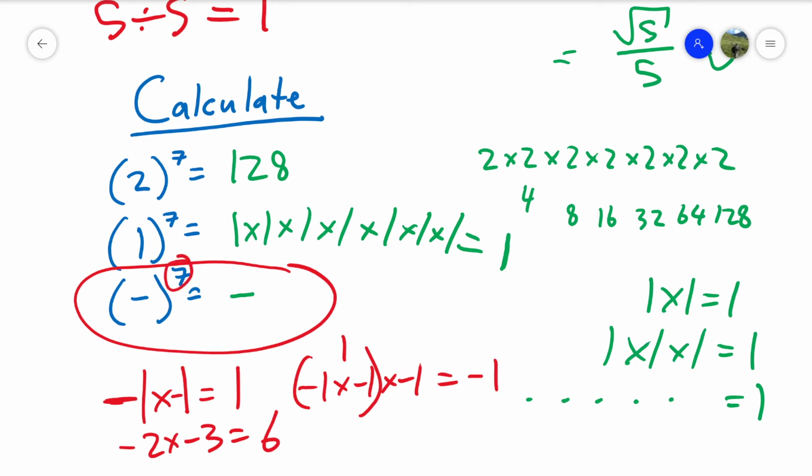So if there's 7 of them, you've got a minus times a minus times a minus, 7 times, and you end up with pairs of them cancelling off, but you have a minus left behind. So to make that clearer, I might put a 1 there, and then that's minus 1. So minus 1 to the 7 is minus 1.